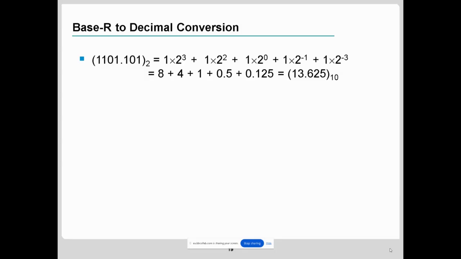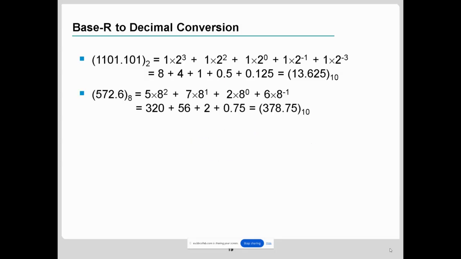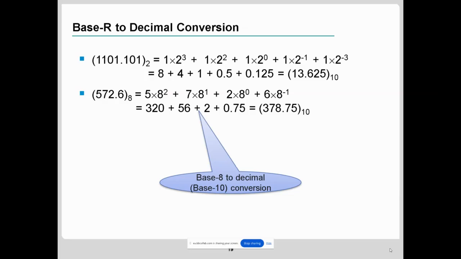Proceed. Okay, the same thing. It's very simple. Now we have 572. Before, it had a weight of 2 to the power 3. Now it has a weight of what? 8 to the power 2. Then 8 to the power 1, 8 to the power 0, and 8 to the power minus 1. Same thing. Then you can just compute it. 8 multiplied by 8 is what? 64. 64 multiplied by 5, 320. And then 7 multiplied by 8, 56. And then you can compute it.